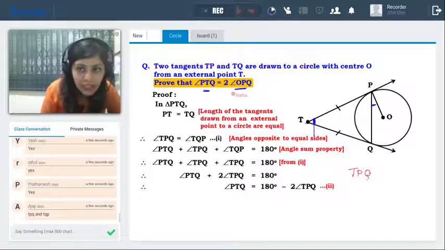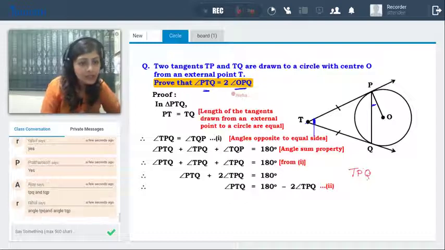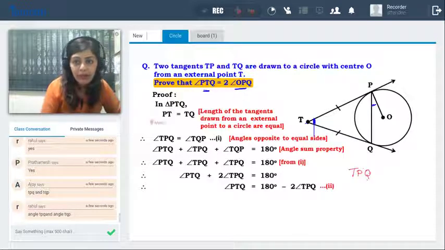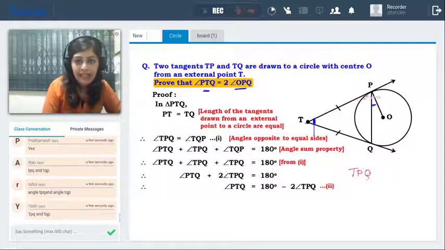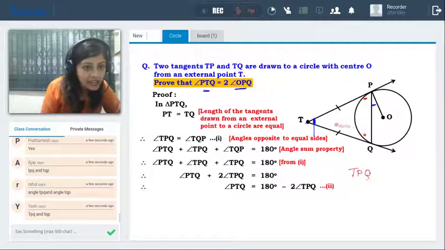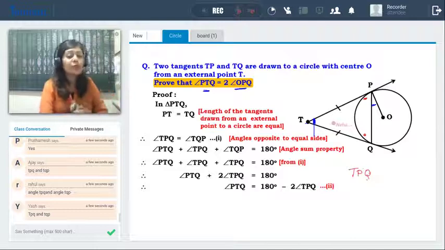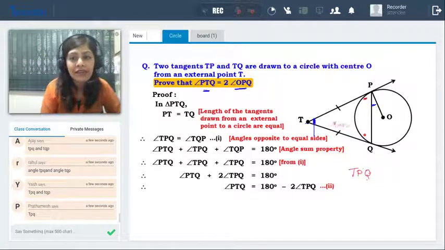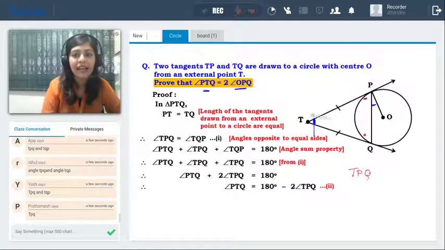Yes, so it's TPQ and TQP. Ajay says angle TPQ and angle TQP. Yash does too, and Rahul. All right, very good, students. That's absolutely correct. Angle TPQ and angle TQP are congruent to each other.